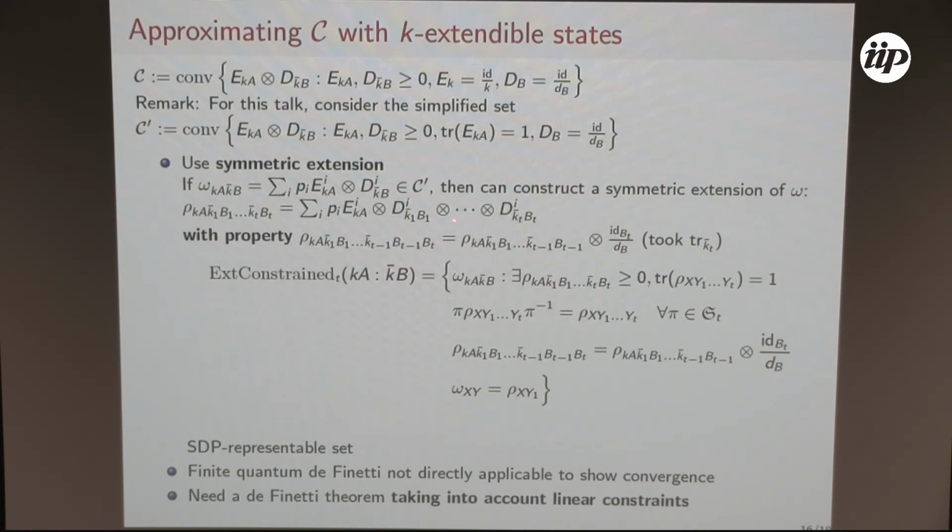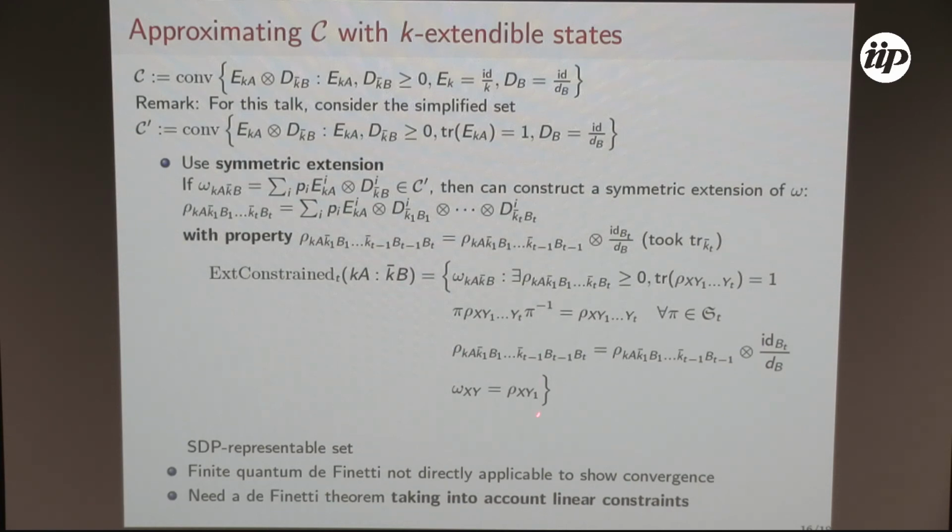I agree it's not so easy to read, but what did I do here? I have a state on all of these systems, so I extended the k bar and the b's. Now I took the partial trace over k bar t only, so I removed this system which was supposed to be k bar t. But here we know that if I take the partial trace over k bar, then I get identity here, and the rest is just rho on k1 bar t, b1, etc., until t minus 1. So I have this linear condition.